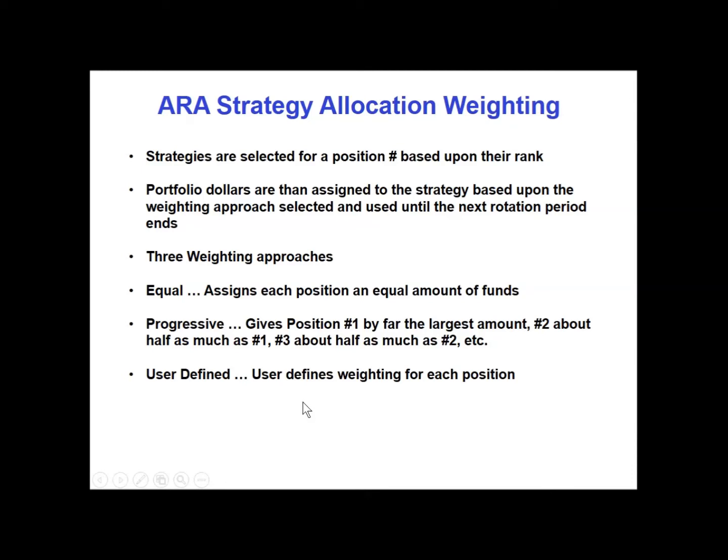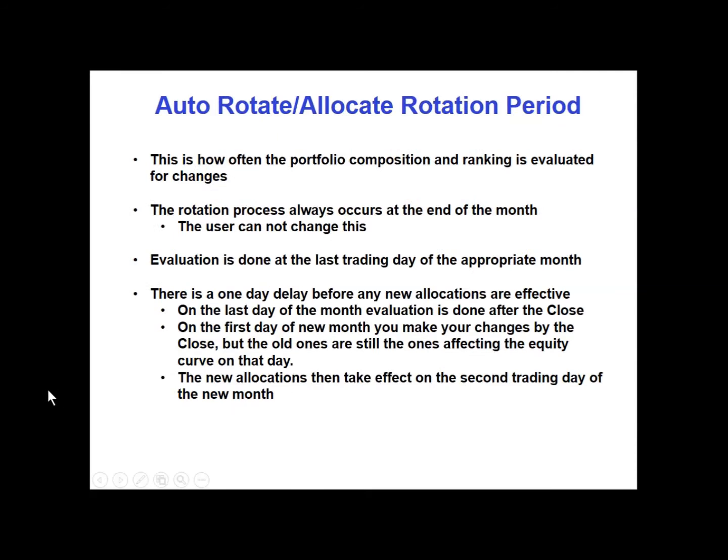Okay, then you have user defined. So if you don't like equal and you don't like my progressive, you can put your own numbers in. But you can't vary it from month to month. Well, it'll vary by itself. I mean, you can't say I want number 1 to have 70% this month and next month I want number 1 to only have 50. No, you can't do that.